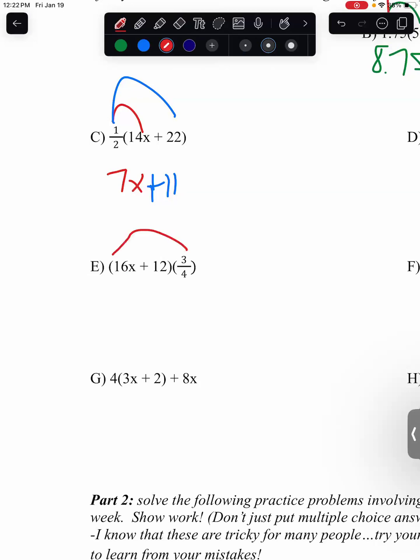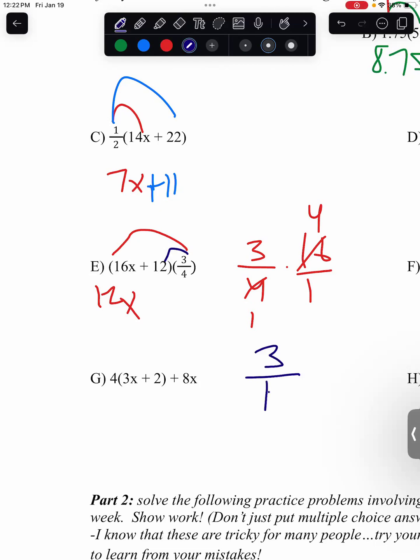So we have 3/4 times 16. 16 over 1. So that 4 divided by 4 is 1. 16 divided by 4 is 4. So it's going to be 12x. Then 3/4 of 12. 3/4 times 12 over 1. Divided by 4. Divided by 4. So that gives us 9. So that's plus 9.